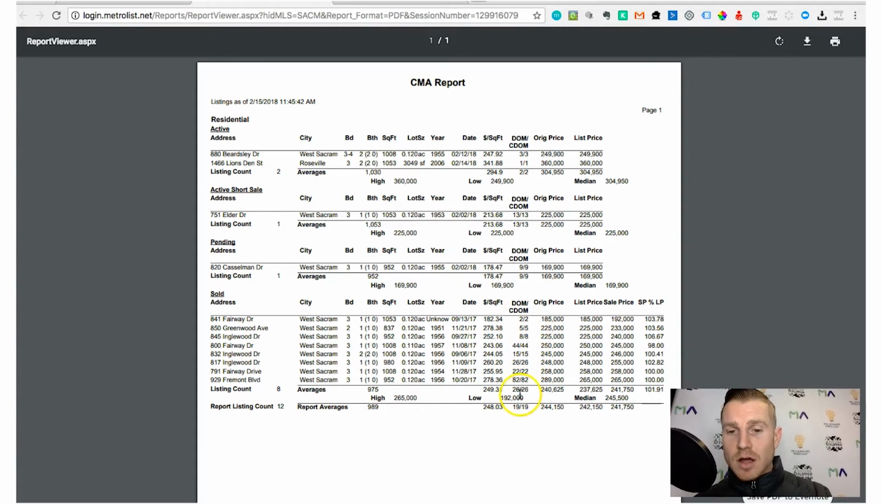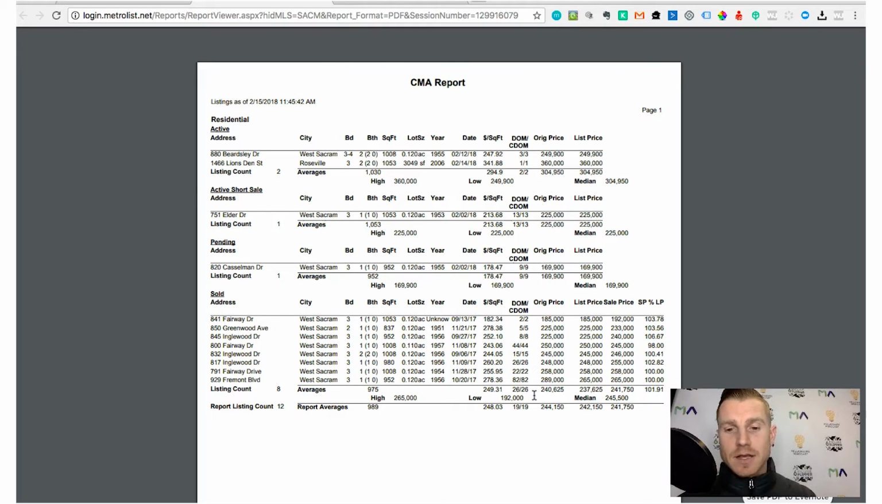So the average days on market was 26. So basically this tells me that the properties went into contract within the first 26 days. They found a buyer, and that gives me an idea of the velocity of the market in that particular neighborhood. So pretty good. That's below average, I would say.